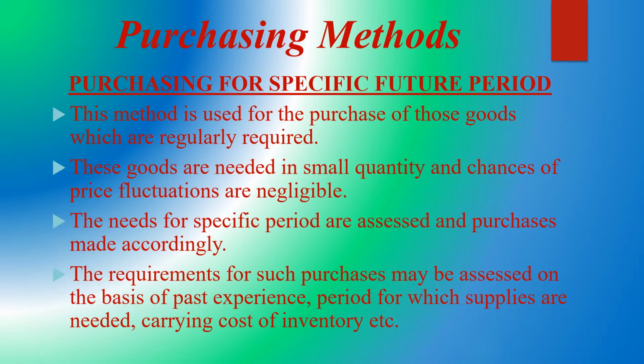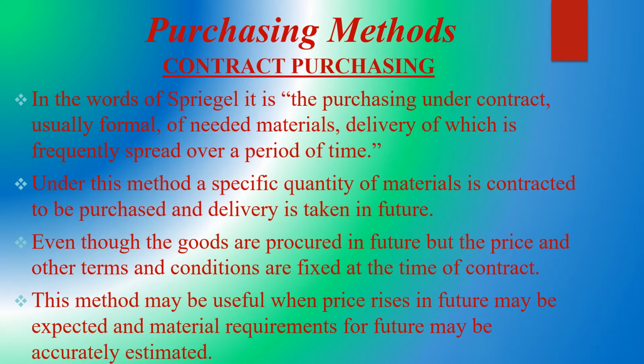The requirements for such purchases may be assessed on the basis of past experience, period for which supplies are needed, carrying cost of inventory, etc. The second method is contract purchasing. In the words of Spreigel, it is the purchasing under contract, usually formal, of needed materials, delivery of which is frequently spread over a period of time.